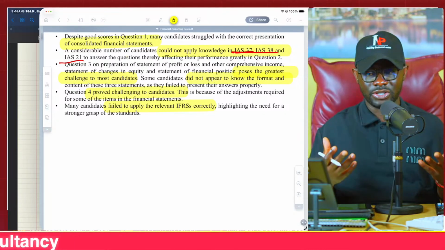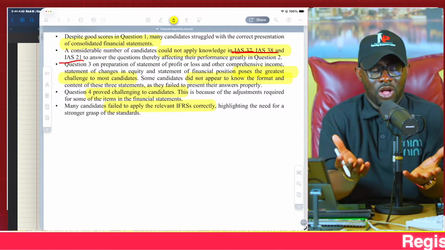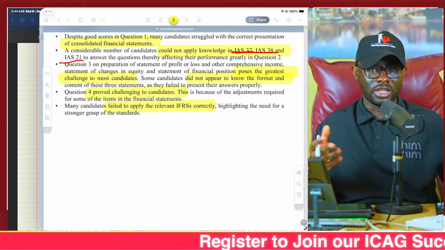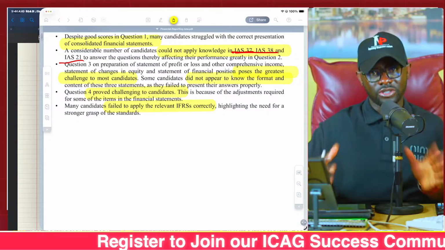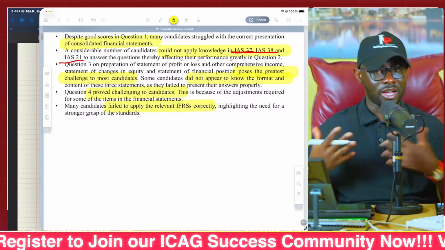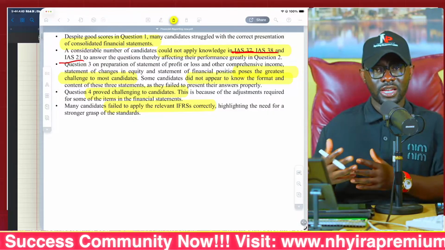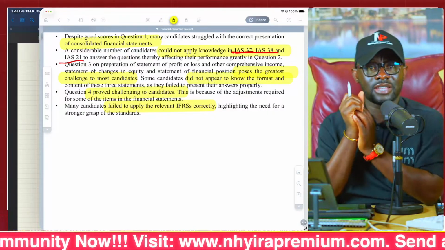Because the accounting standards act as always the pillars that hold the syllabus. Question 1, consolidation, accounting standards. Question 2, the accounting standards. Question 3, the accounting standards. Question 4, the accounting standards. Even question 5, the written aspect, we could have accounting standards coming in.